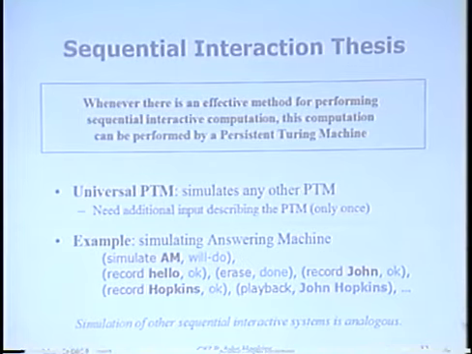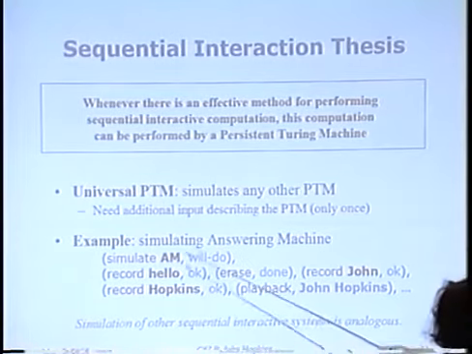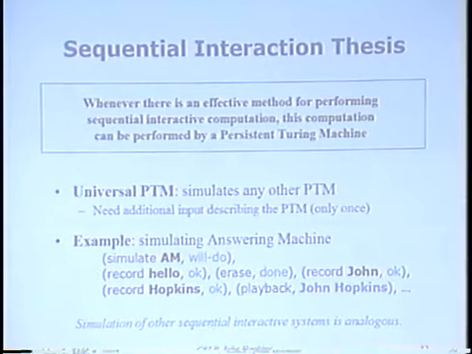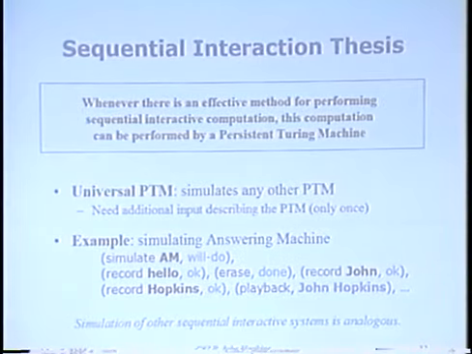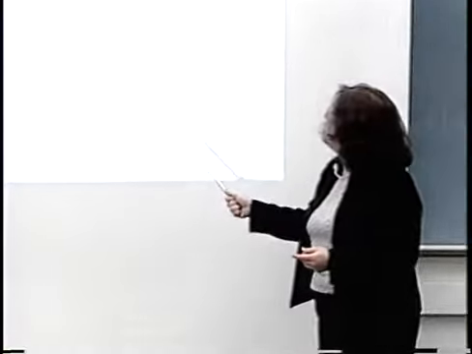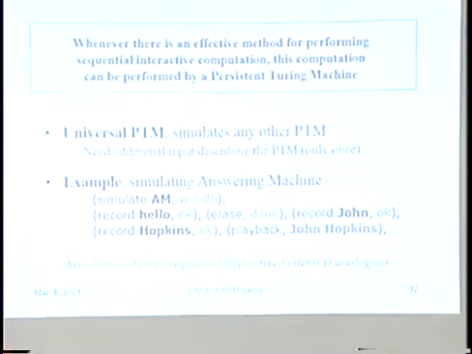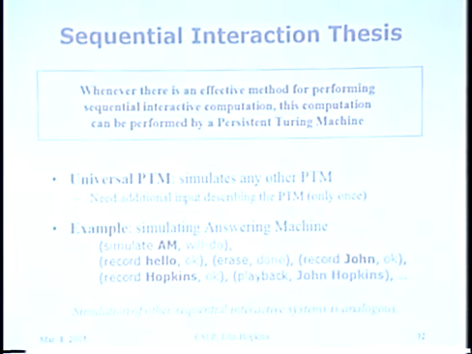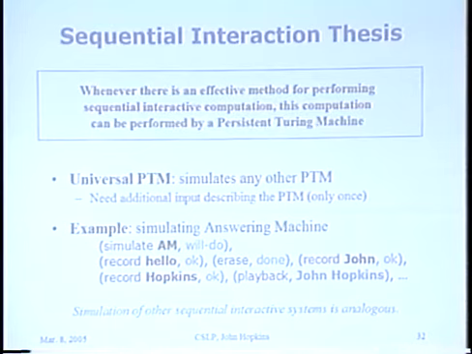So what we have defined is a universal persistent Turing machine which simulates any other persistent Turing machine. And all it needs is one additional input that takes place at the very beginning of the computation that describes the PTM that is to be simulated. And we give that description to the universal PTM once at the very beginning, and from then on, it will behave exactly like the PTM that it's simulating.